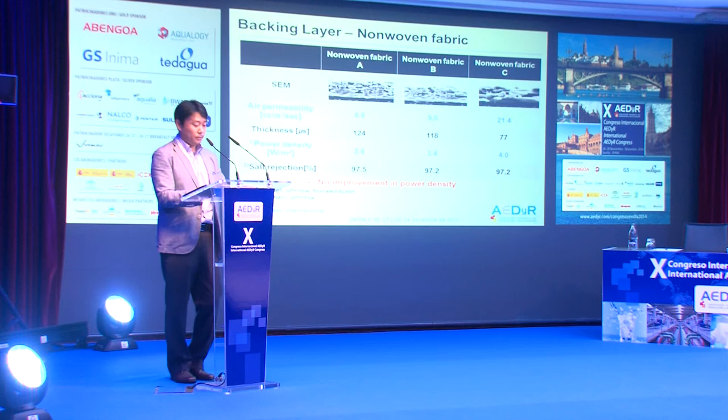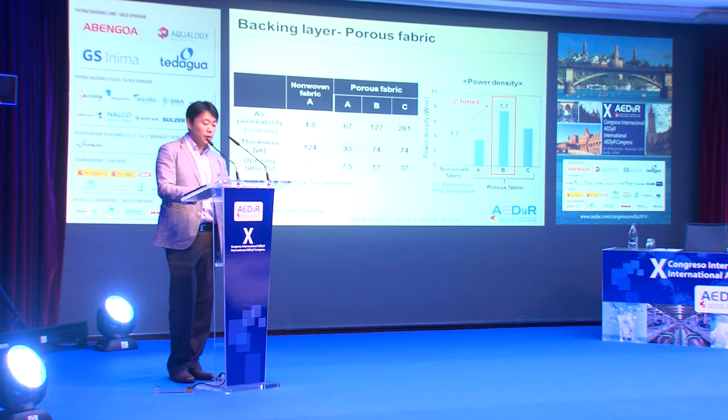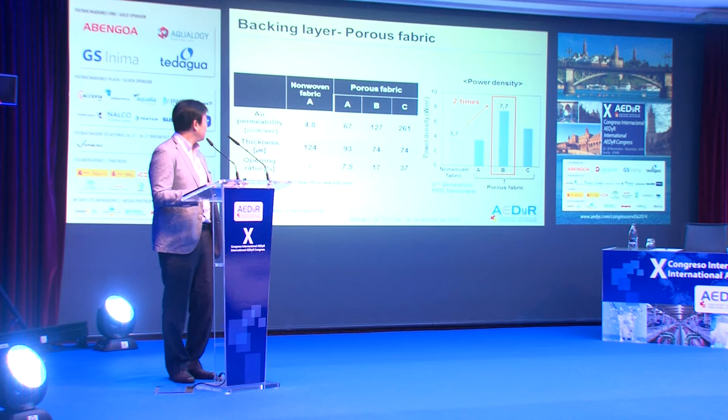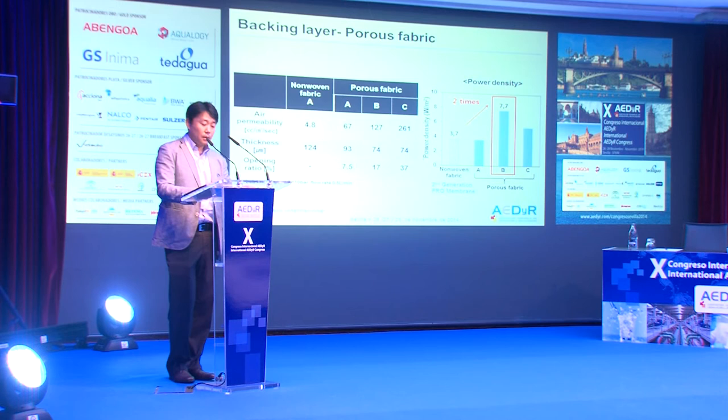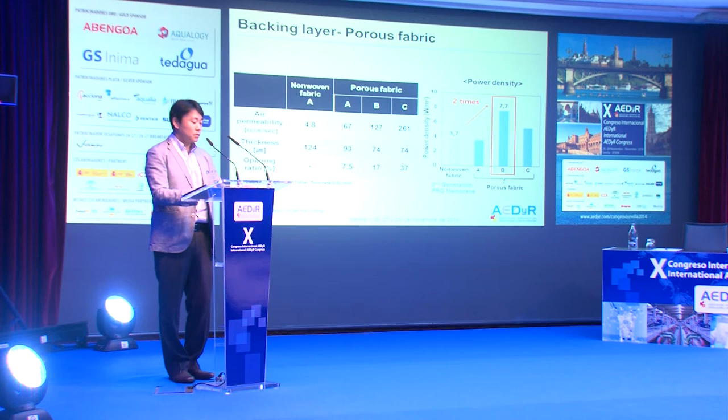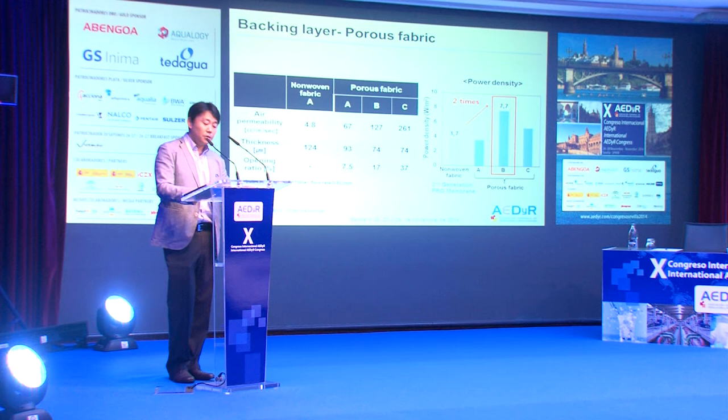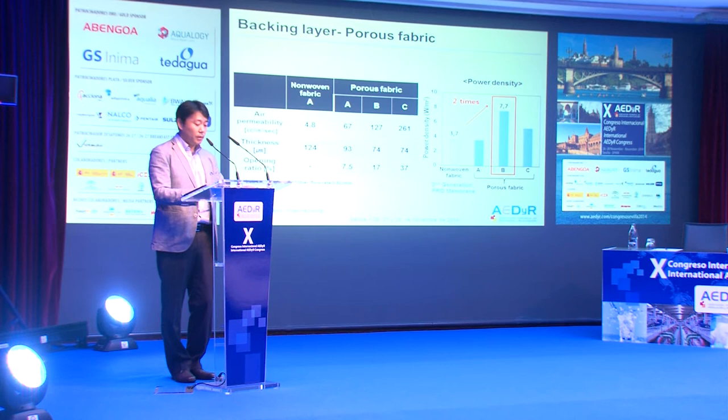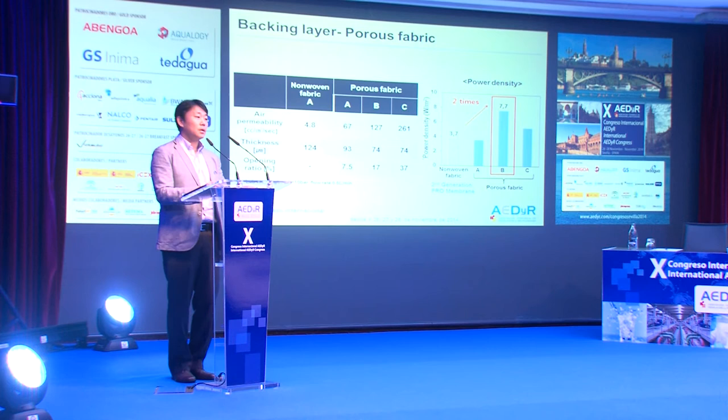We also tried to further examine the effect on power density in accordance with air permeability by using very large porous fabric. In the case of porous fabric B, the power density doubled using the same coating condition and support layer. However, for porous fabric A, the opening ratio was not large enough to have an effect on the power density, and porous fabric C had too large an opening ratio, and it could not endure the applied pressure during testing.